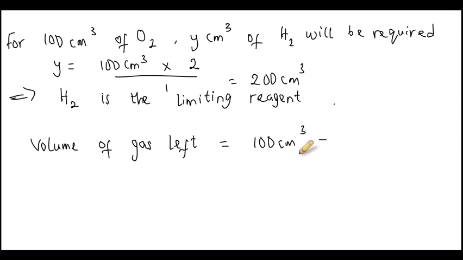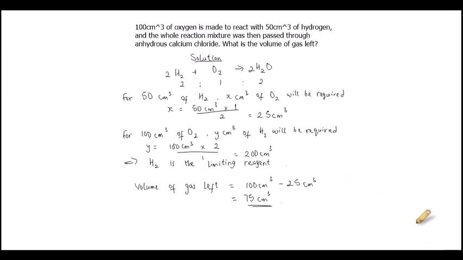That is, if we used 50 cm³ of hydrogen gas, 25 cm³ will be required based on our calculation. So that is 25 cm³ of oxygen gas being used. So 100 minus 25 gives 75 cm³, which should be our final answer. So with this, we've gotten to the end of the solution to the question, and we can say the volume of gas left, which is oxygen, at the end of the reaction is 75 cm³.